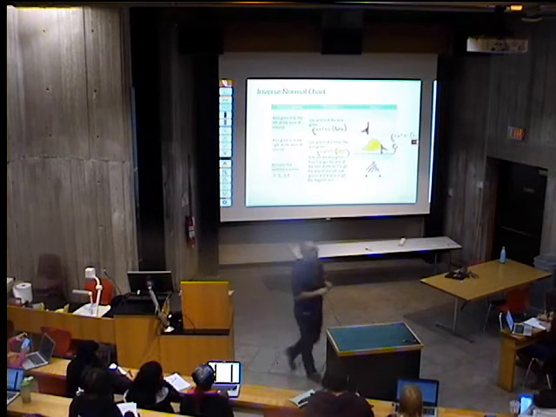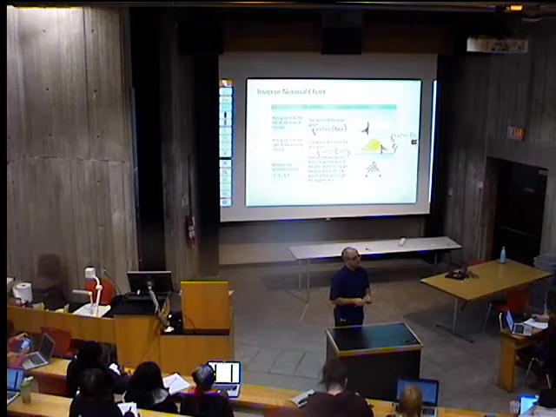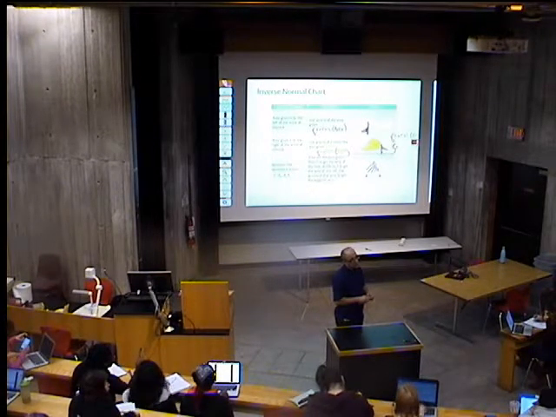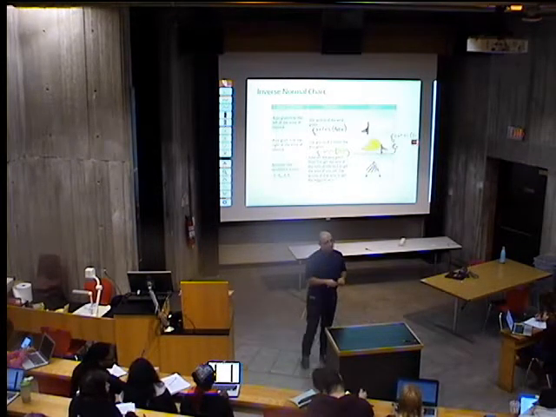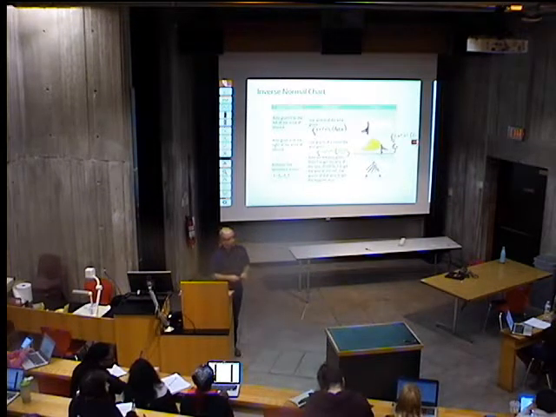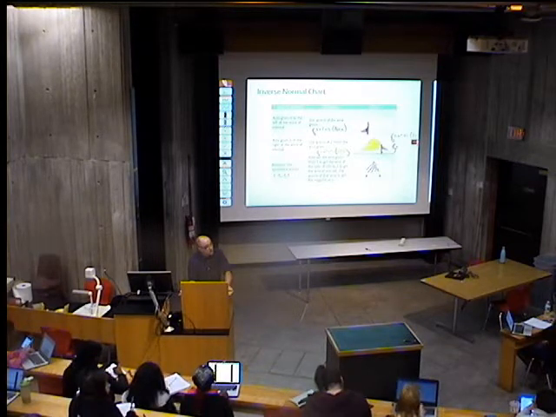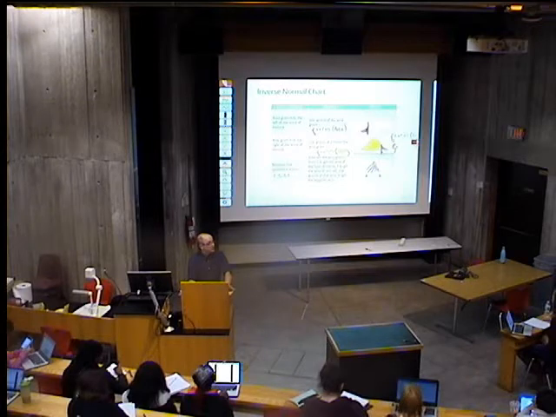Yes, question? No, q-norm doesn't give you percentiles. It's not designed to give you percentiles. So if it's a percentile, you have to convert it into an area. You can't do it as a percentile, 90th percentile, 95th percentile. It doesn't make any sense.